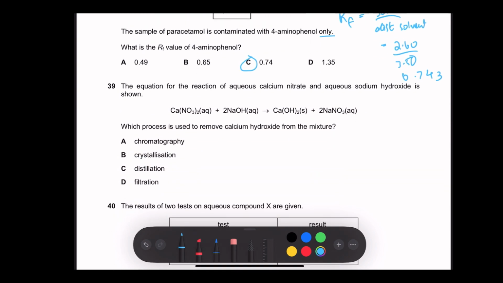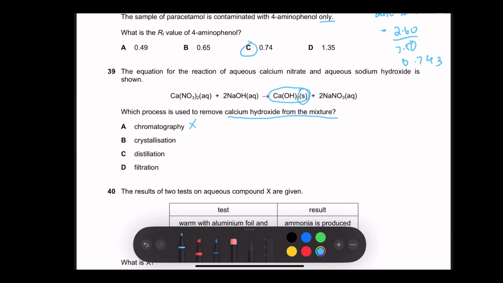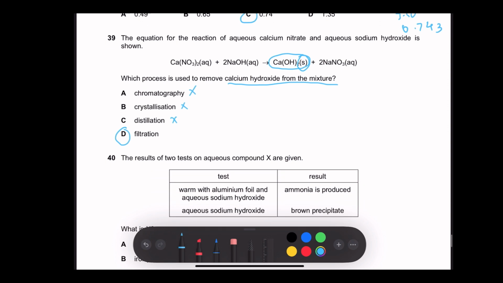39. The equation for the reaction of aqueous calcium nitrate and sodium hydroxide is shown. Which process is used to remove calcium hydroxide from the mixture? Calcium hydroxide is solid, as we can see, it is insoluble. So what can we use? Chromatography? No. Crystallization? No. Crystallization is for soluble compounds. Distillation is for liquids. Filtration is for insoluble compounds.